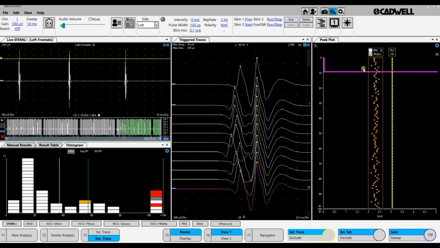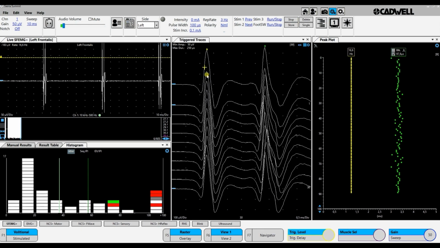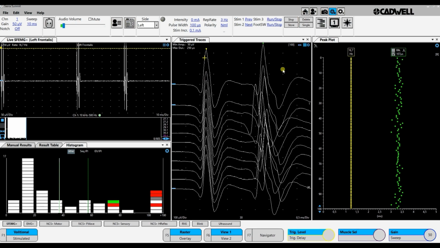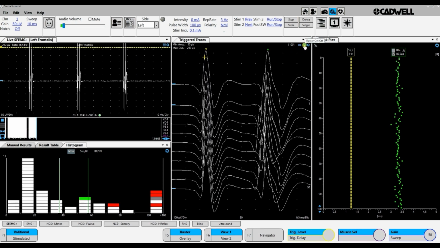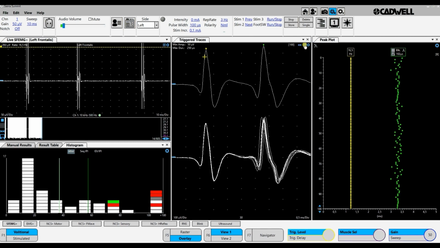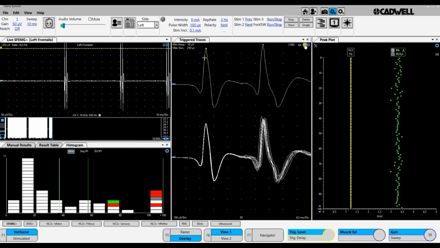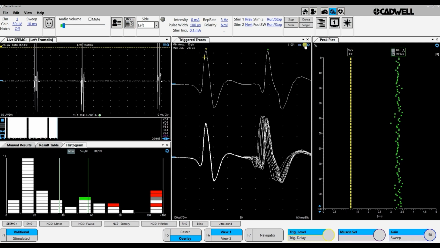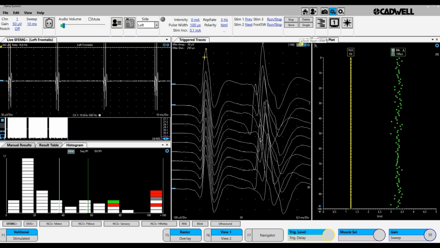In this case, the jitter is 85 microseconds. Here is a recording with a high firing rate, and the jitter is quite large, and you see the behavior here. The jitter is about 100 microseconds.